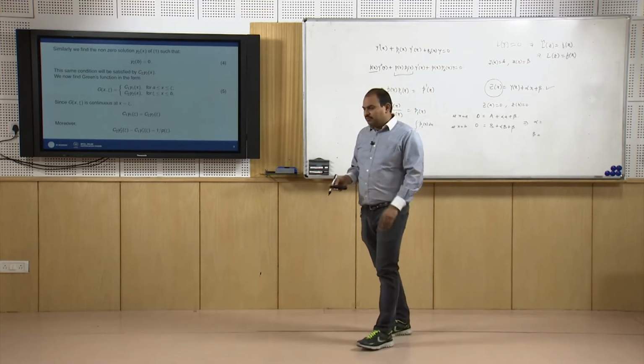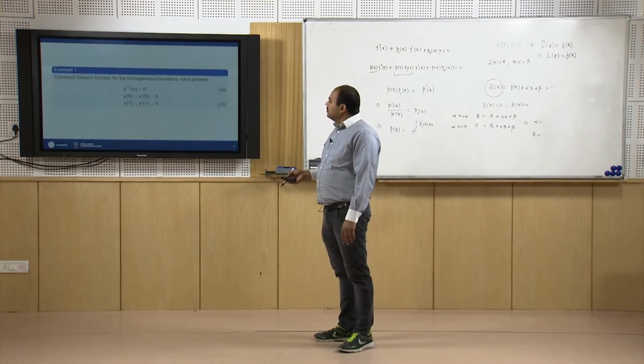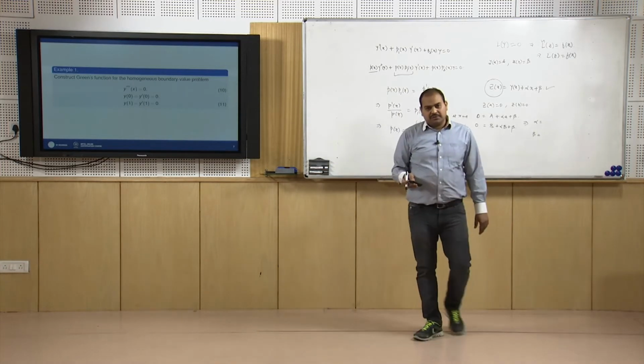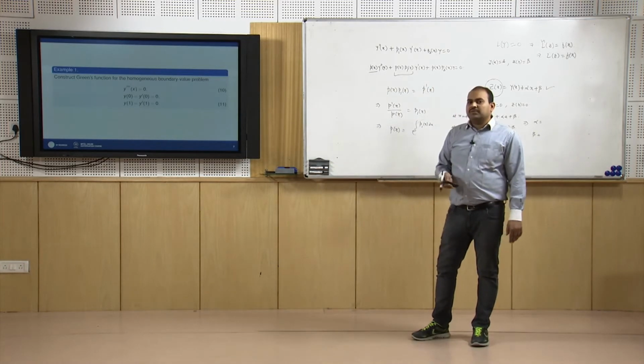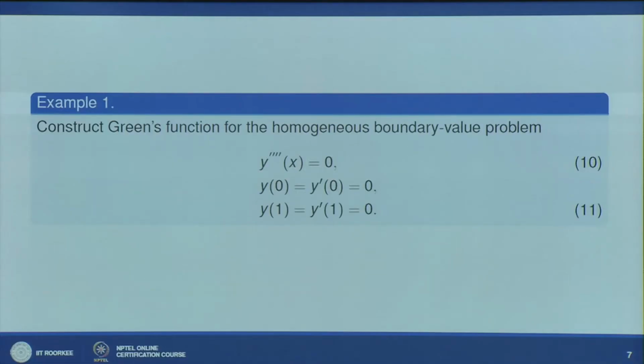You can always find out your Green function. Now let us use this and the previous theory which we have discussed to find out some Green function. So first example, let us consider here that y⁗(x) = 0 with the boundary conditions given in this particular form. If you look here, this problem is also given in self-adjoint form.